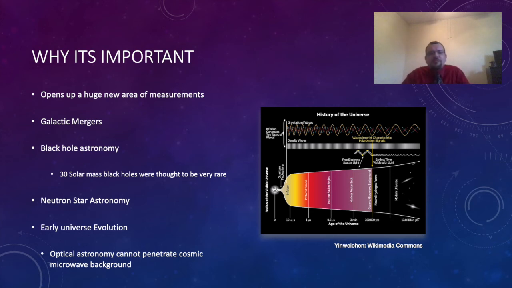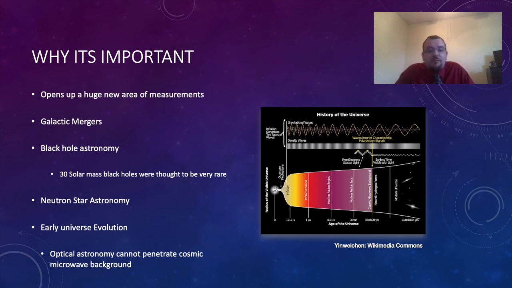This is also really big for neutron star astronomy. Since this discovery, we've discovered a couple of neutron stars colliding. This is really important because neutron star collisions are what give us a lot of our heavy elements, like gold and uranium and other things like that, which is very critical for daily life. And all of those are born in the collision of neutron stars.